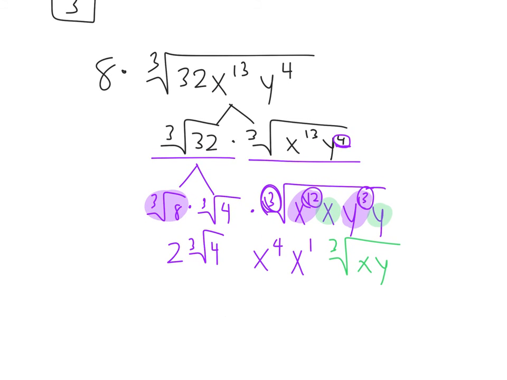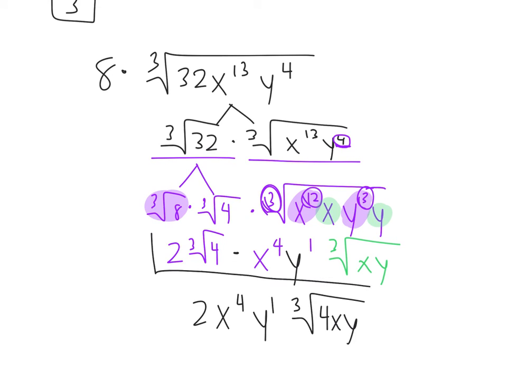So let's go ahead and write down our answer. I'm combining all these together because we're multiplying all of that. So I'm going to have 2x to the 4th. Oh, I wrote that wrong. This should be a y, huh? Y to the 1st times my cube root of 4xy. All I did was I combined all of my answers from this step in order with my numbers that aren't in the radical and my numbers that are in the radical.